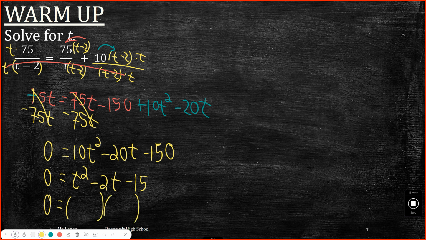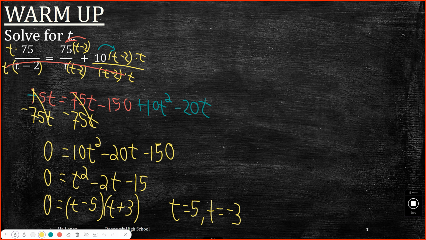So we can do this quickly. T and T. So what are the numbers? What are the numbers? It's negative 5 and positive 3. Yes? So t equals what? 5 and t equals negative 3.